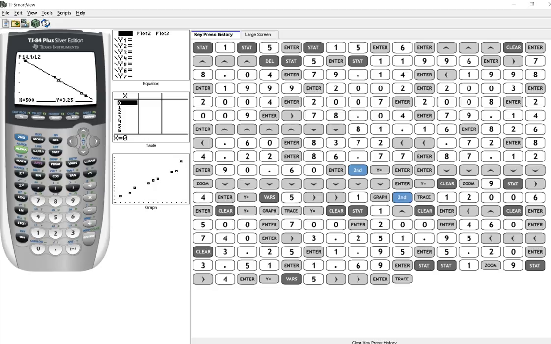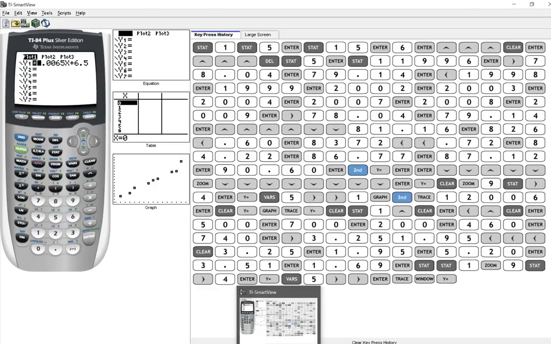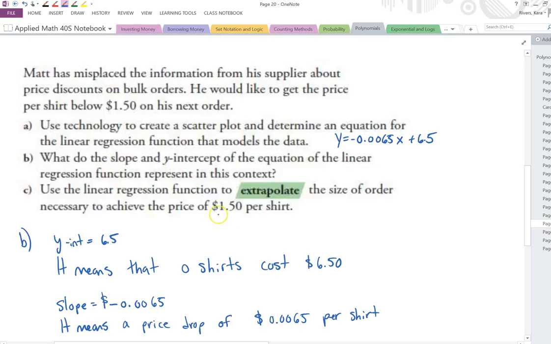So $1.50 per shirt, if we look at the window, is that in here? So our X min, our Y min, here we go. Our Y min is $1.09 and our Y max is $5.79. So hopefully that's in there. So how do we do that? If we go back here, we're not given an X value like before. We're given a Y value, right? Because when we're graphing here, our price per shirt is on the side and the number of shirts is on the bottom. So we're actually given a Y value.